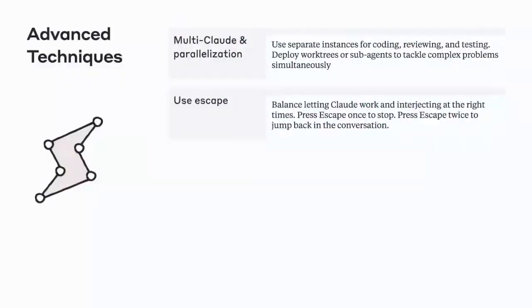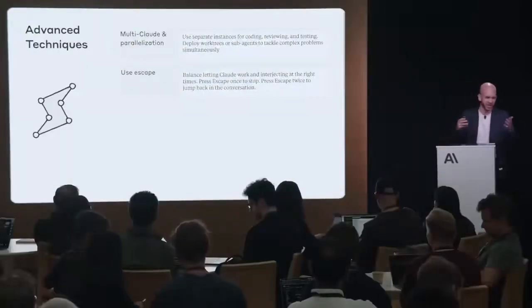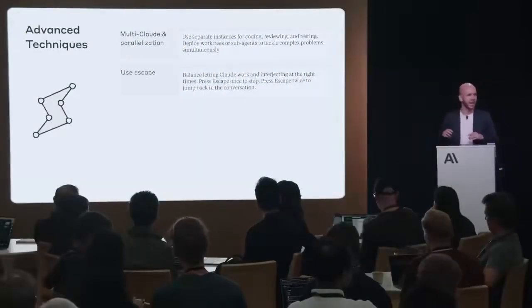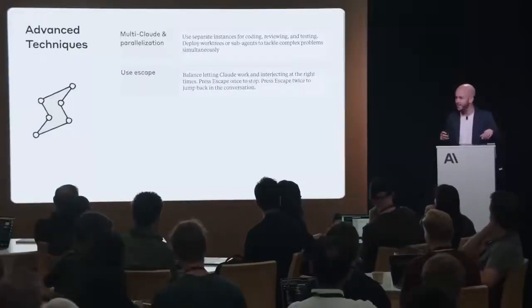Use escape. Escape is your best friend. While Claude is working, you can keep an eye on what it's up to, and you can press escape to stop it and interject and say, hey, I think you're going on the wrong path, or I want you to do something else. Knowing when the right time to press escape is versus just letting Claude figure it out is key to getting the most out of the tool. And there's a hidden feature, not too many people know about it, but if you press escape twice, you can actually jump back in your conversation. You can go back and reset.